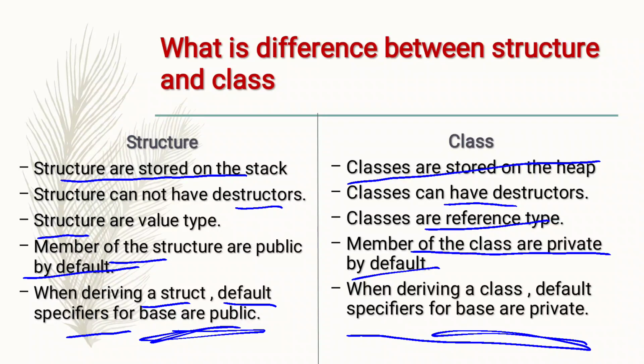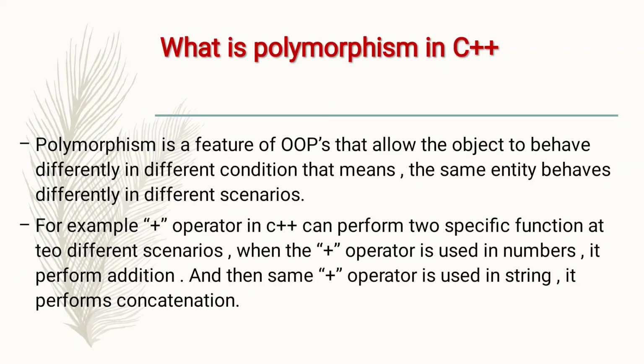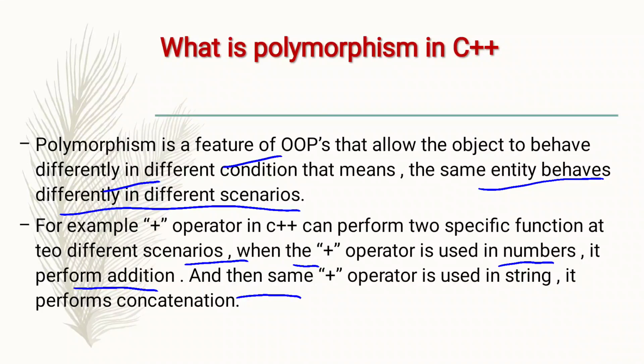Then the next question is, what is polymorphism? Polymorphism is a feature of OOPs that allows objects to behave differently in different conditions. That means the same entity behaves differently in different scenarios. Okay, for example, the plus operator in C++ can perform two specific functions in two different scenarios. When the plus operator is used on numbers, it performs addition, and when the same plus operator is used on strings, it performs concatenation. Okay, so here also a cross question can be asked.